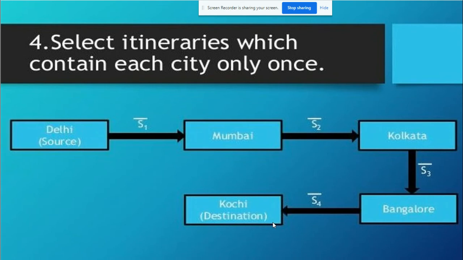Selectively itineraries which contain each city only once. So the salesman moving from the source destination Delhi goes by the route S1, passing only once to Mumbai, then S2, the path from Mumbai to Kolkata, from Kolkata to Mangalore, Mangalore to Kochi, the final destination. Like S1, S2, S3, S4, each path is crossed only once, so they can't be crossed twice. We can't cross a path twice for this DNA computing problem.